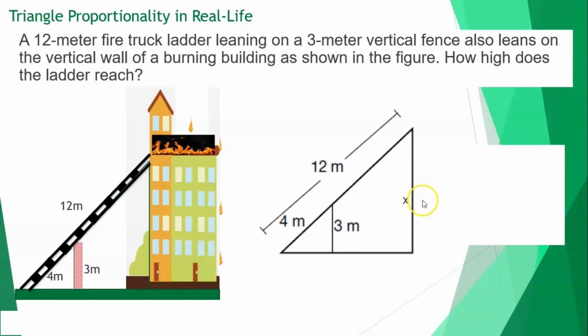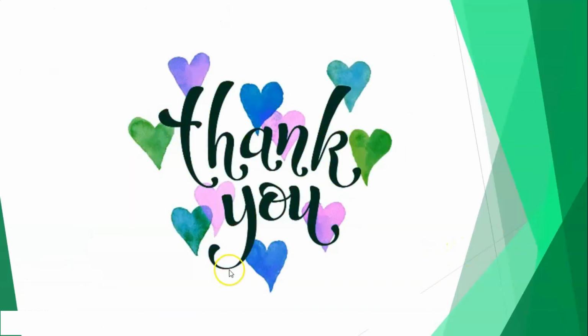Solving for x, we can make its proportion as x over 3 is equal to 12 over 4. Cross multiplying, that would be 36 divided by 4, so x here would be 9 meters. So the ladder reached 9 meters. Even if we do not actually measure it, we can use ratio and proportion to get its length. So that would be all. Thank you.